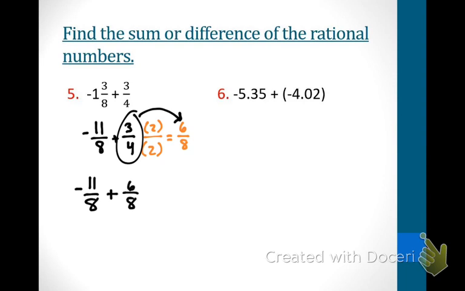Now, once again, let's look at this. Every number has a sign, and that sign is directly in front of that number. Same sign or different sign? Different sign. So what do I have to do? Subtract. What's 11/8 minus 6/8? Negative 5 over 8. Okay, 5/8, and then take the sign of the larger number? Negative 5/8. Raise your hand if you got that one on your own.